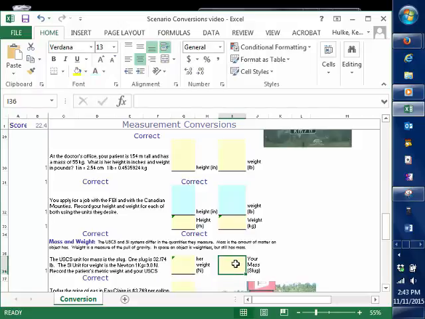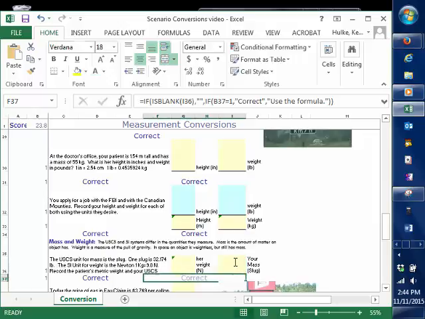Same thing for your mass in slugs. You know your weight, which for me was 188 pounds, and then you divide that by 32.174, because that's how many pounds there are in a slug.